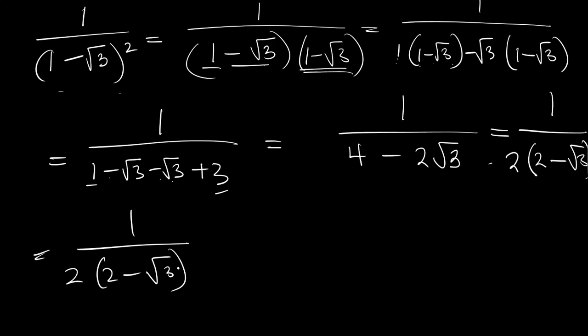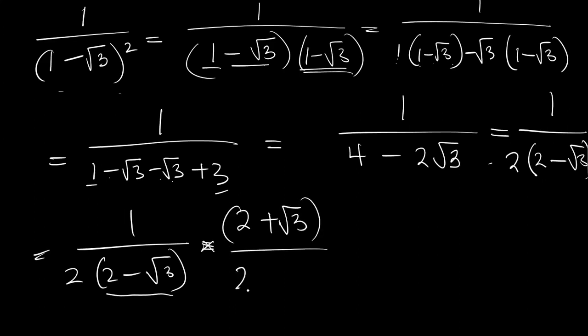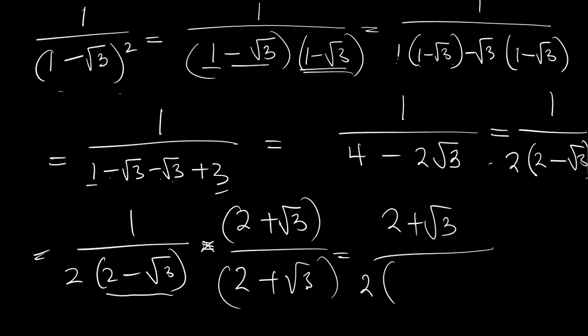So what we're going to do now, we use the conjugate of the denominator to multiply the numerator and the denominator. So the conjugate of 2 minus root 3 will give you 2 plus root 3, divided by 2 plus root 3. 1 times 2 plus root 3 will give you 2 plus root 3 divided by, so now this is 2 here.